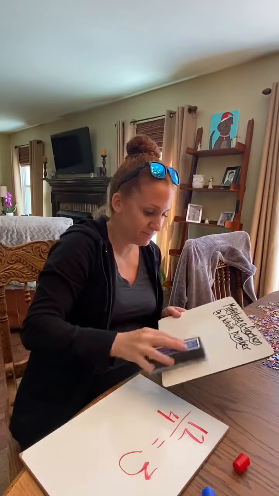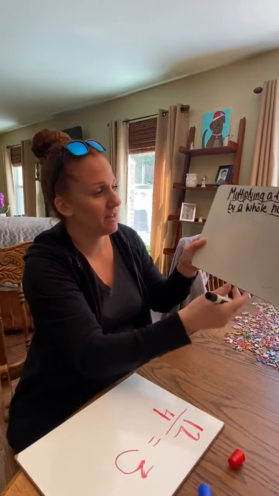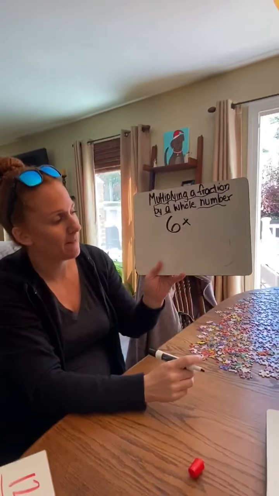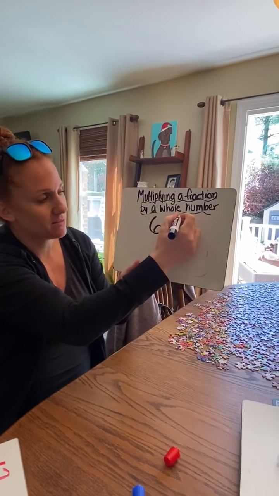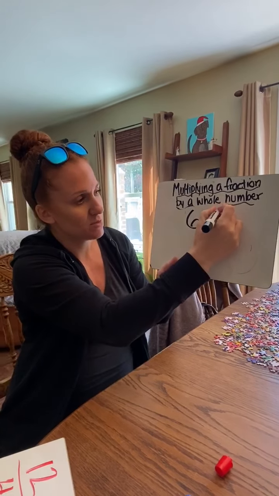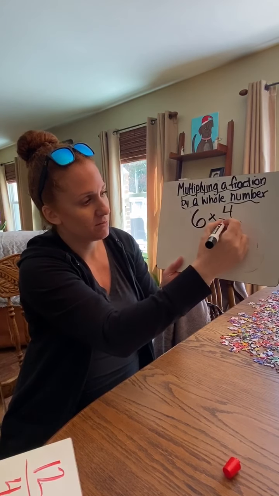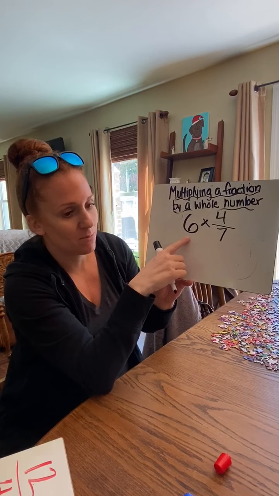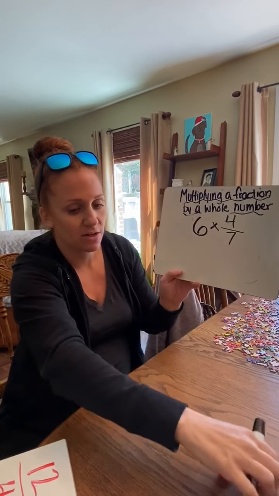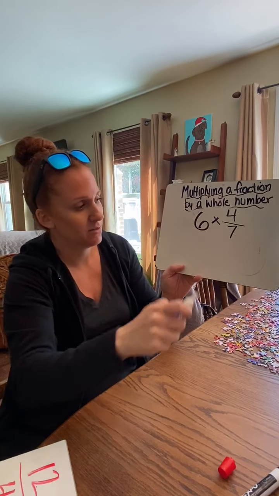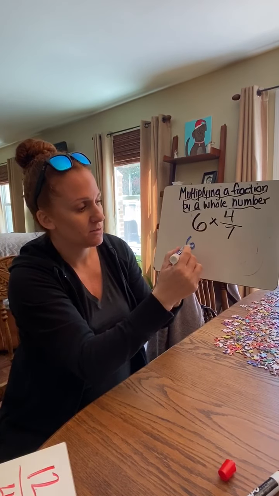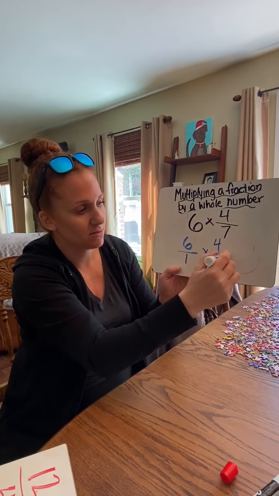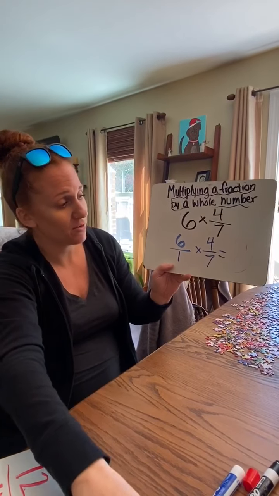All right, so let's do one more example. Let's say we had 6 times 4/7. The first step is to take the whole number and make it into a fraction. The way we do that is we just put it over 1. So it would become 6 over 1 times 4/7. And now we're ready to multiply our fractions.